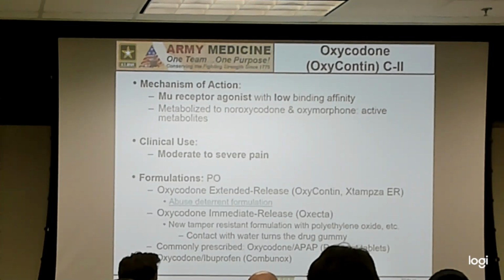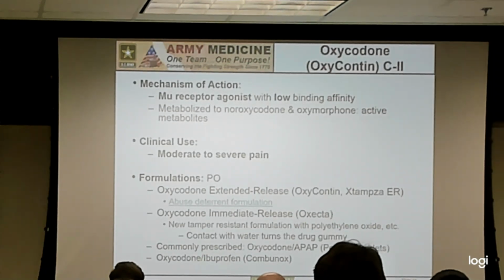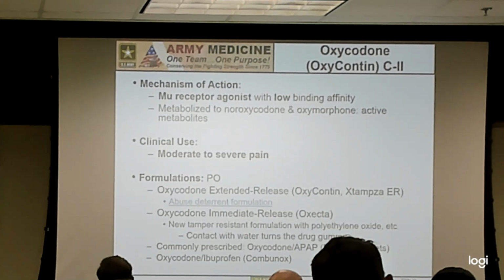So Contin continues. With your OxyContin, you have an abuse deterrent formulation to where if a patient tries to crush it, it'll make it either to where it turns into like a gummy, mushy, not something that they would want to inject or snort, or it will make them just vomit, like it is not pleasant.